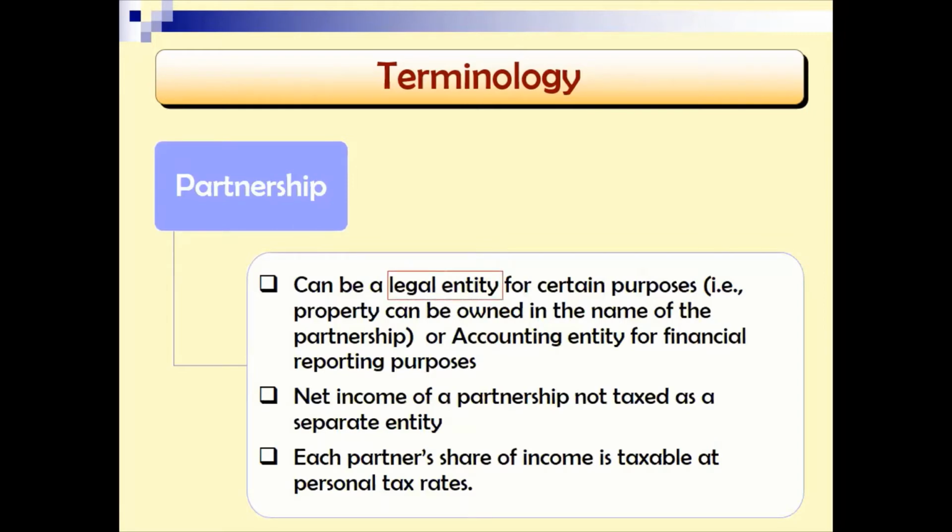Also, a partnership can be a legal entity for certain purpose. For example, a partnership can be formed to own an asset together, or it can be an accounting entity for purposes of reporting only. In this case, the business may not necessarily be done together, but the reporting is done together as a partnership.